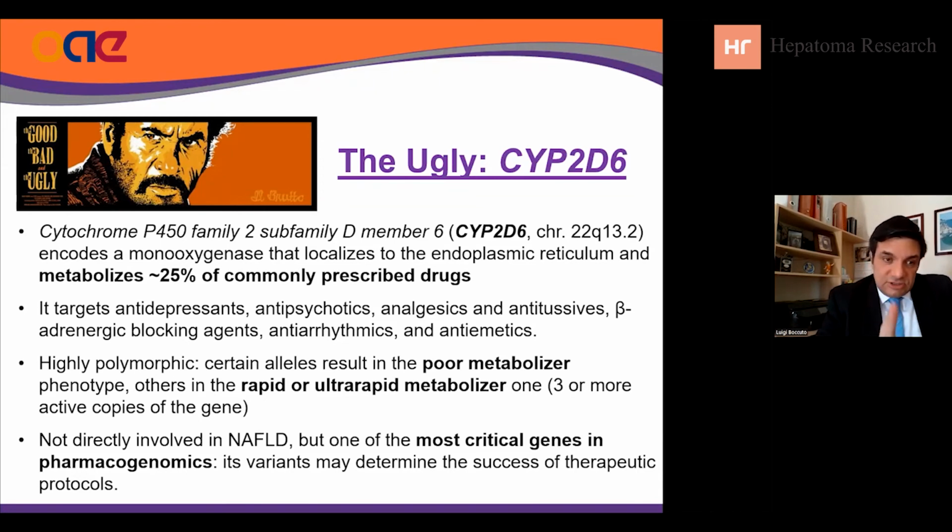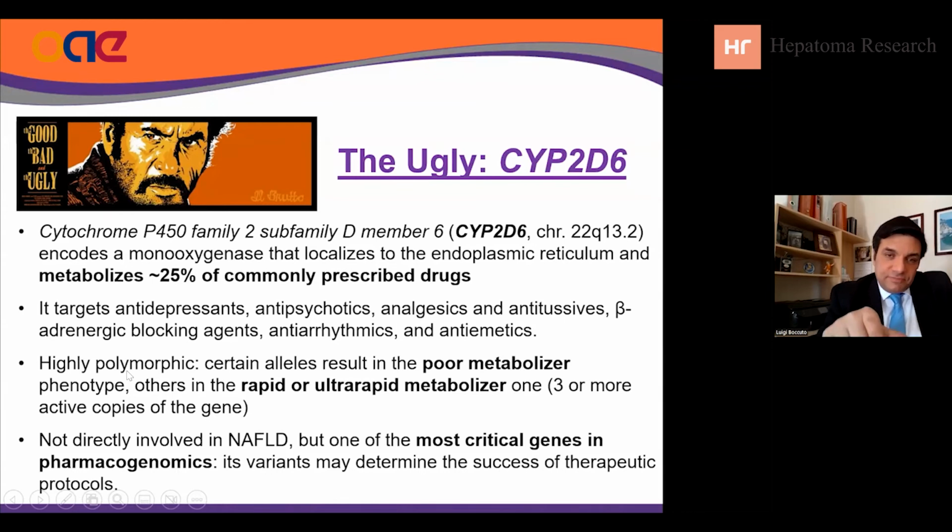And this is a gene that encodes a monooxygenase that localizes in the endoplasmic reticulum of hepatocytes and metabolizes, just this protein metabolizes about 1/4, about 25% of the commonly prescribed drugs. So it's part, of course, of the P450 family, the largest cytochrome family in the liver, but it's responsible for the way our body responds, interacts with 1/4 of the commonly prescribed drugs. And you can see here there are drugs from different categories and different families, from antidepressants to antiarrhythmics and analgesics.